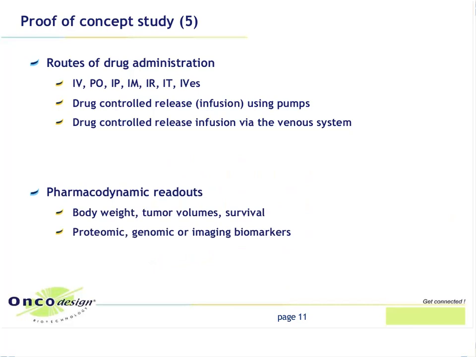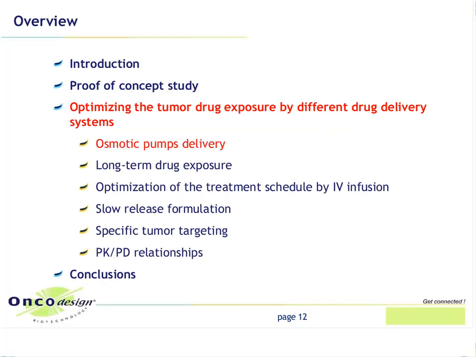And for the proof of concept study design, we have to consider pharmacodynamic readouts. For sure, the basic ones are body weight, tumor volume, or survival, but we also have to consider proteomic, genomic, or imaging biomarkers which could be added and could have value to design clinical trials if we can establish them as early as possible. So let's move forward to the different examples. The first one is the use of osmotic pump delivery in mice.